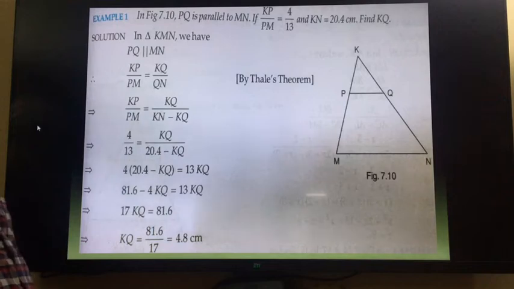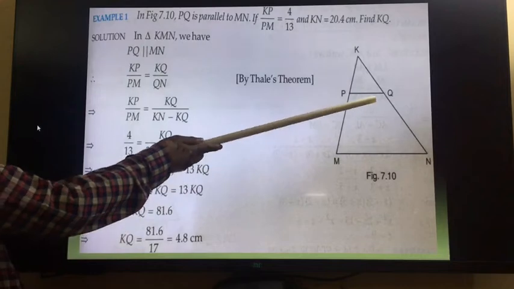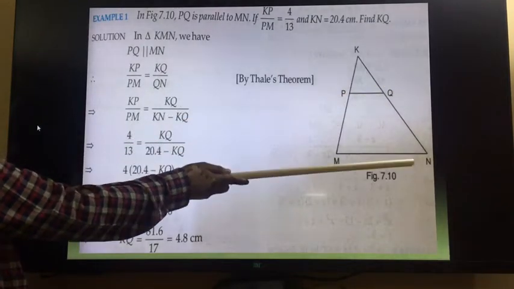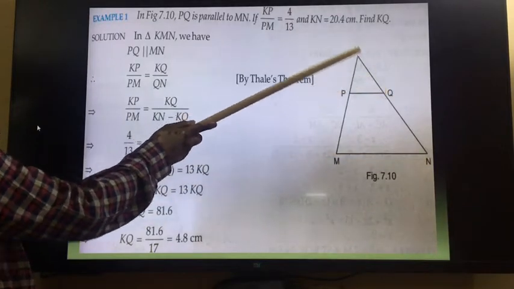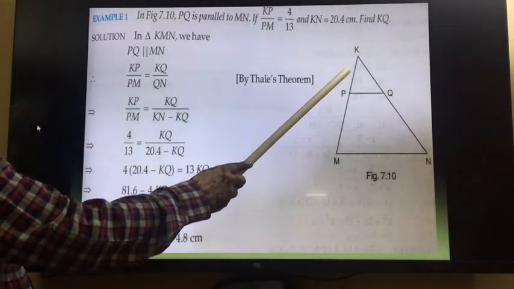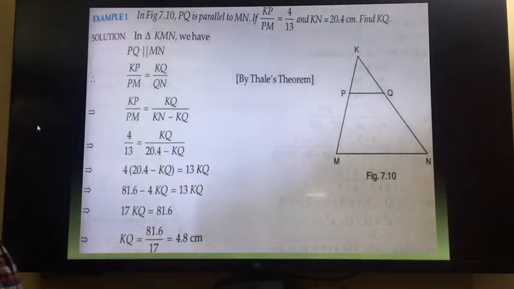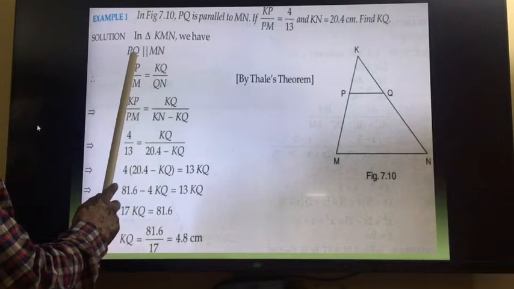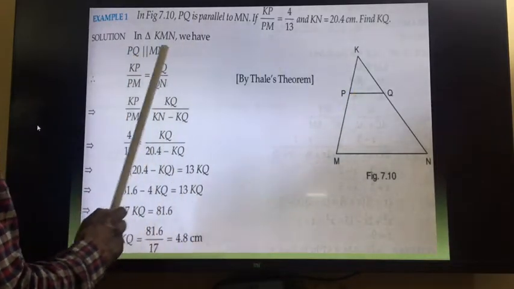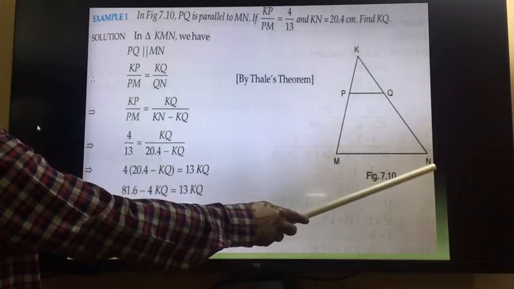So for this, I taught you Thales theorem or BPT theorem. According to that theorem, if a line PQ is drawn parallel to one side of the triangle, that is MN, then this line will divide the other two sides in the same ratio. So KP upon PM will be equal to KQ upon QN. This is by BPT theorem or Thales theorem. So in triangle KMN, PQ line is parallel to MN, so by BPT theorem, we can write KP upon PM is equal to KQ upon QN.